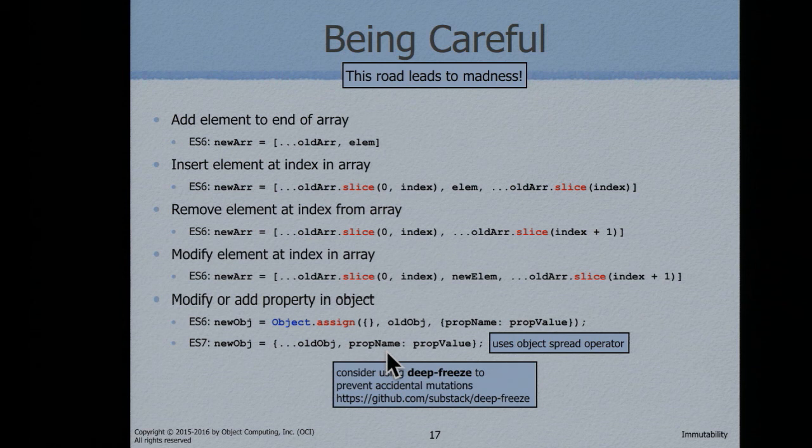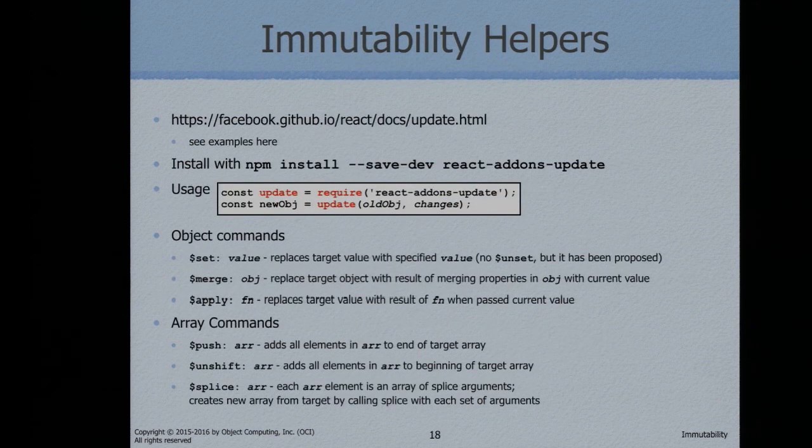So in addition to these, you might want to use a library like deep freeze, and you can call this on an array or an object, and that's going to make it so that if you attempt to modify anything in it later, you'll at least have an error thrown. So that's being careful. I don't recommend that. I think a library approach is better.